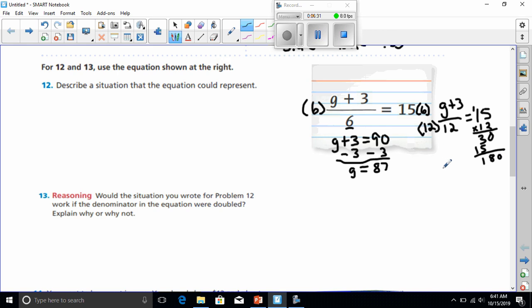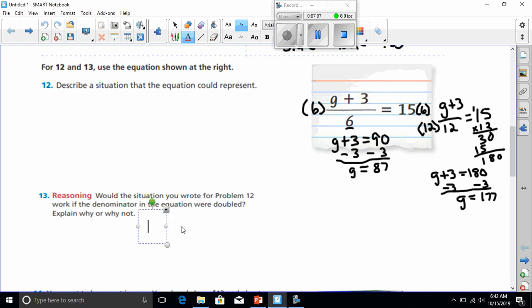Okay, so that means my equation would now be g plus 3 equals 180. And then I would have to subtract 3 from both sides. And that would give me g equals 177. So when it says would the situation you wrote for problem 12 work if the denominator of the equation were doubled, I would have to say yes. It would just be changed.